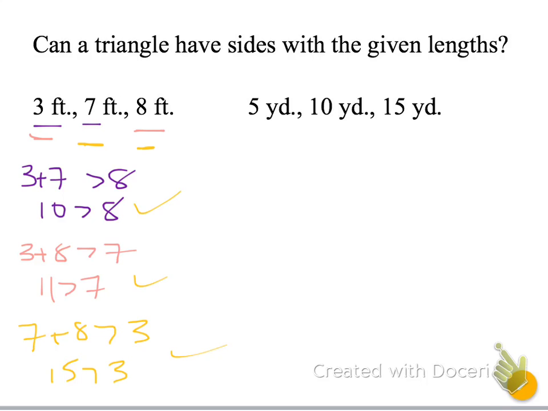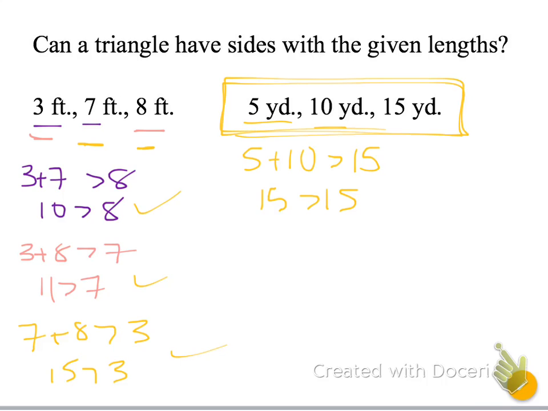So now let's try this next one. Let's do 5 and 10. So 5 and 10 should be greater than 15. 5 plus 10 is 15. So it does not work because 15 is never greater than 15. If it was greater than or equal to, yes.